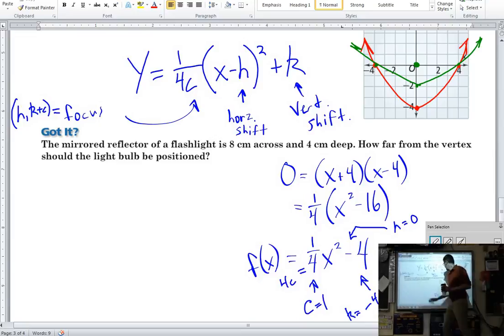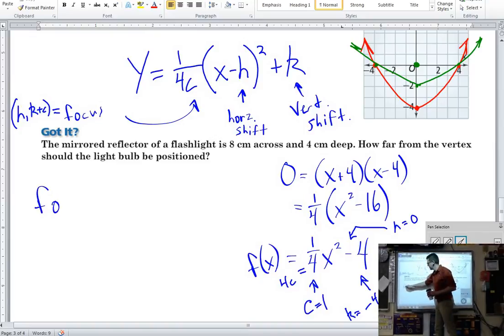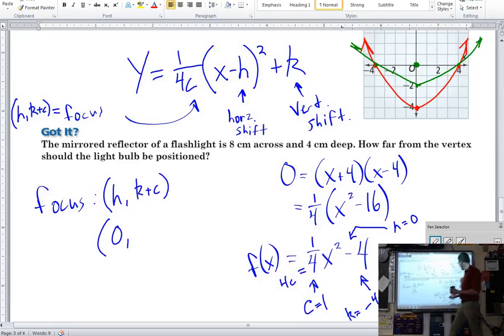Gentlemen and ladies, since we know our focus will be h, k plus c, I plug in 0, k is -4, c is 1. Ones look weird.